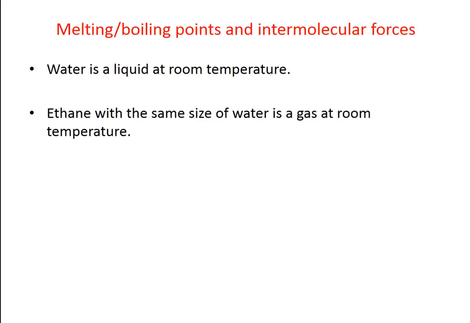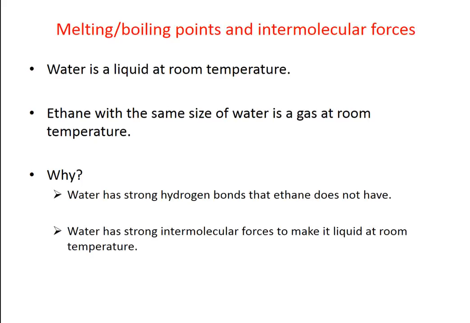So one thing that we also need to learn is that water is a liquid at room temperature. Ethane, with the same size as water, is a gas at room temperature. So the question is why? Water has strong hydrogen bonds that ethane does not have. Water has strong intermolecular forces to make it liquid at room temperature. That hydrogen bond is important. That's why ethane is not a liquid at room temperature, because it does not have that hydrogen bond.